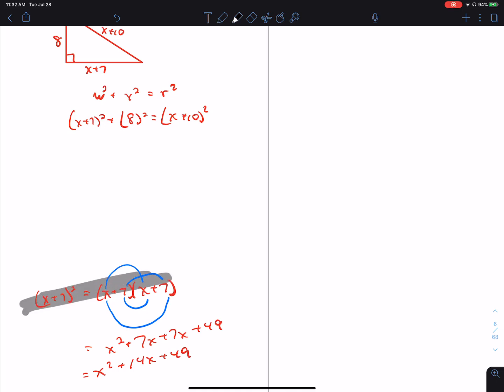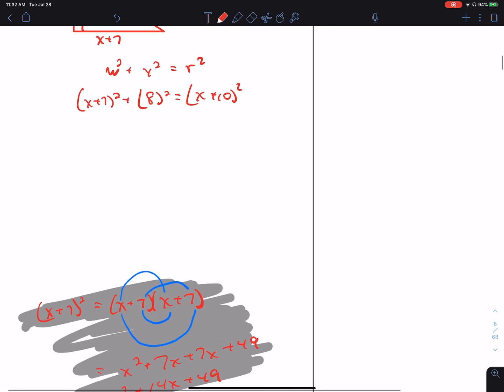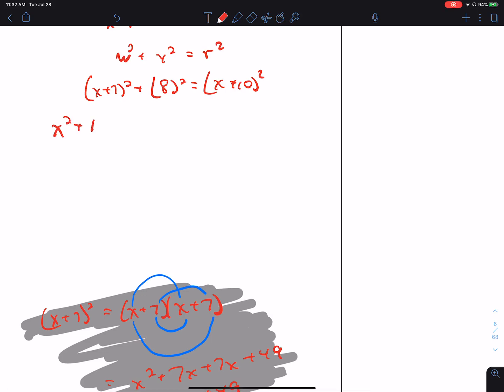I do not need to see this work. If you need to do this work, to do this correctly, cool. It's not required from my standpoint. So this is going to be x squared plus 14x plus 49. 8 squared is 64. X plus 10 quantity squared. Square the first term, square the last term, multiply the first and last term together, and then double it. Every time you have a perfect square trinomial, that's how it ends up being.